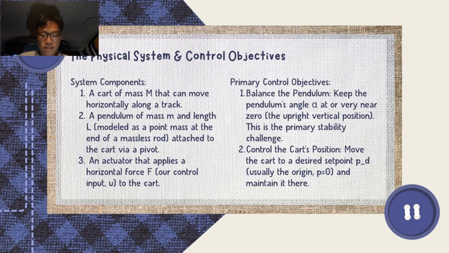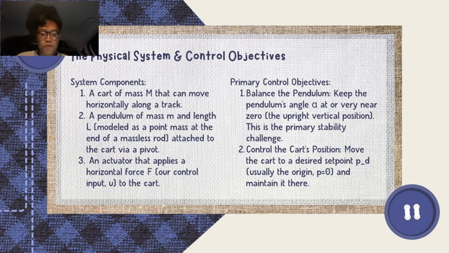Now, for this slide, let's look at the physical model of our system. It consists of three main parts. First, there is a cart with a mass M, which is free to move horizontally. Next, attached to the cart is the pendulum, which has a mass m and a length L. And finally, we have an actuator that applies a horizontal force F to the cart. This force is our control input.